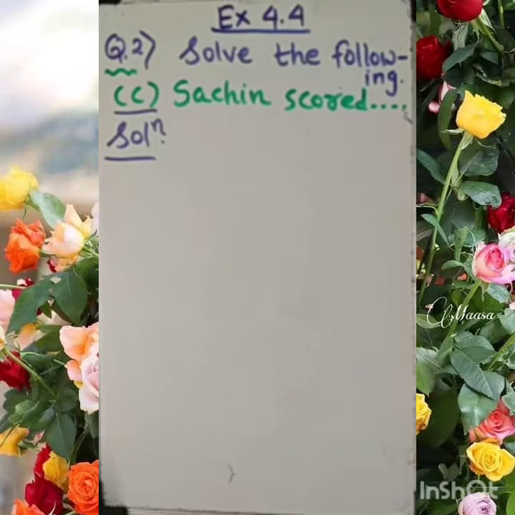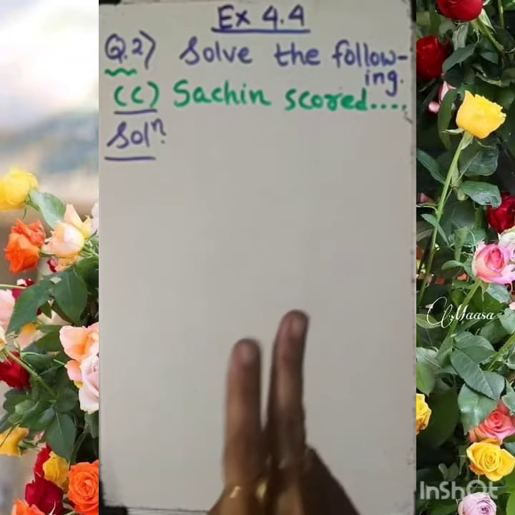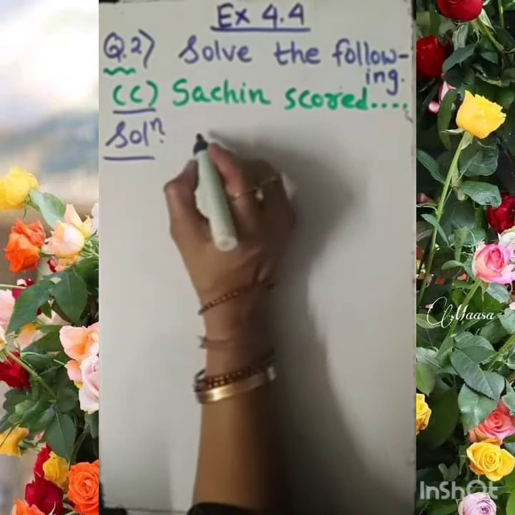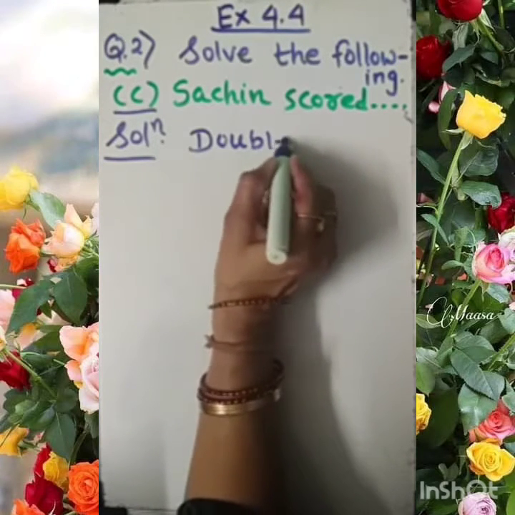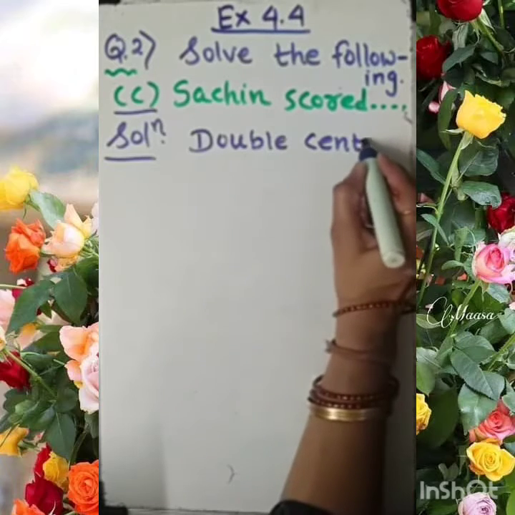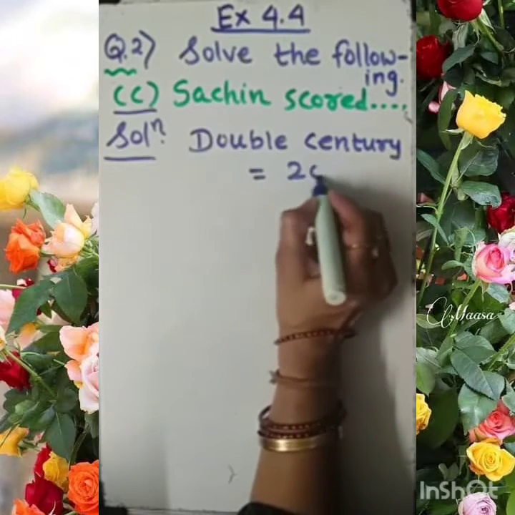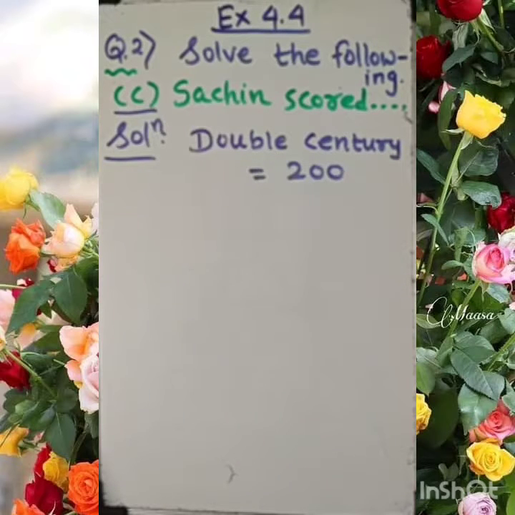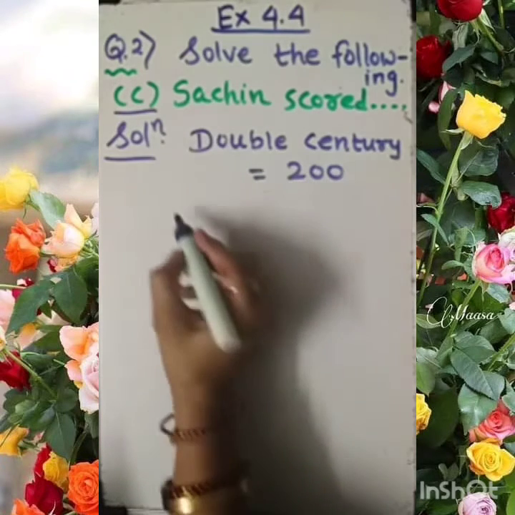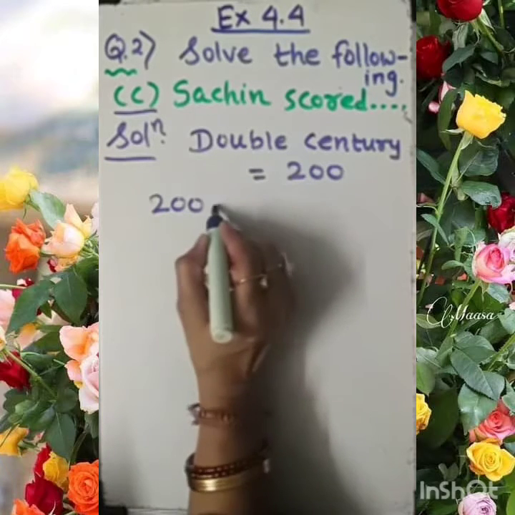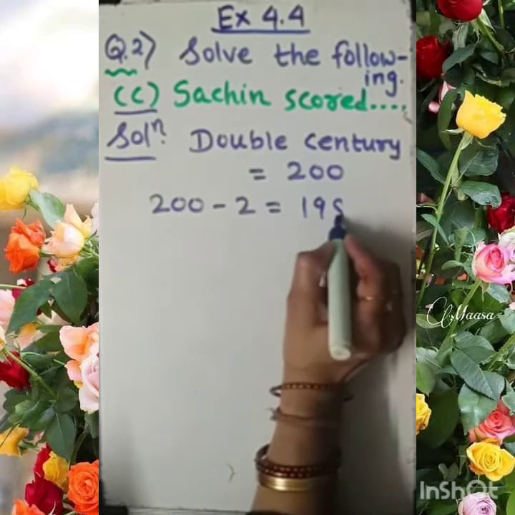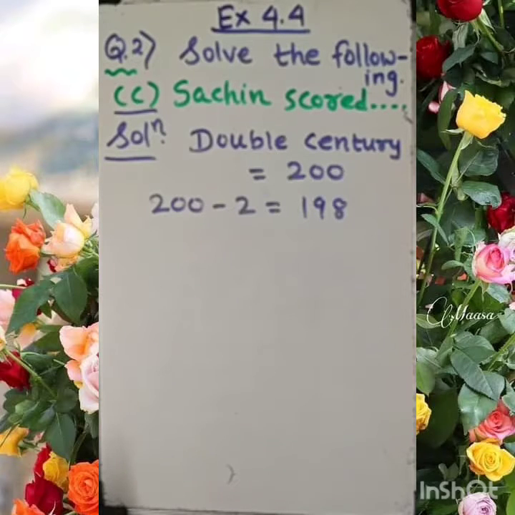Clear to you? My dear student, there is one more thing which we are given: two short of a double century. Two short of a double century means two less than that. So we need to say first, double century equal to 200, and this is 2 less than that. So 200 minus 2, that is 198 runs. Got it?